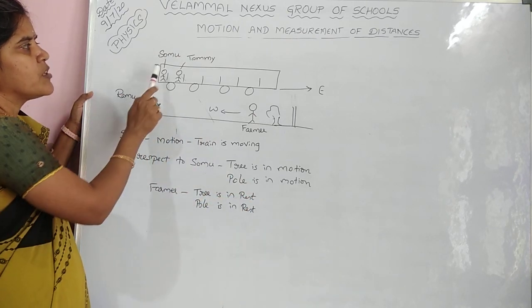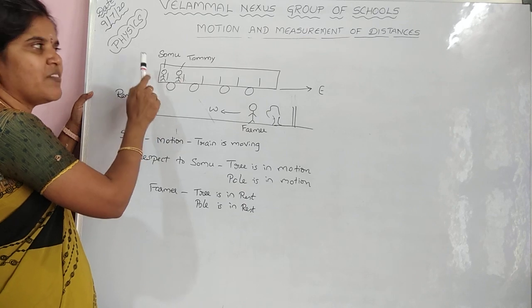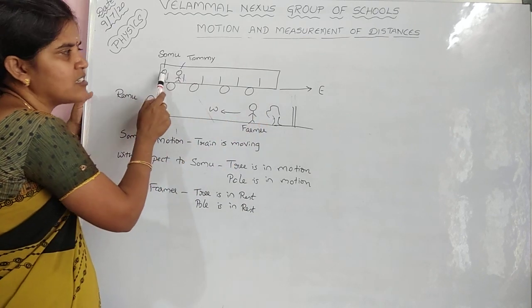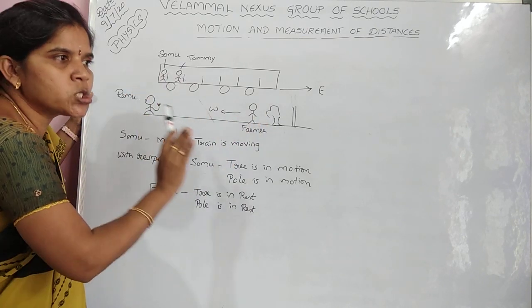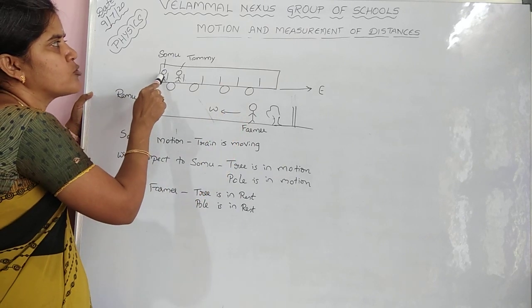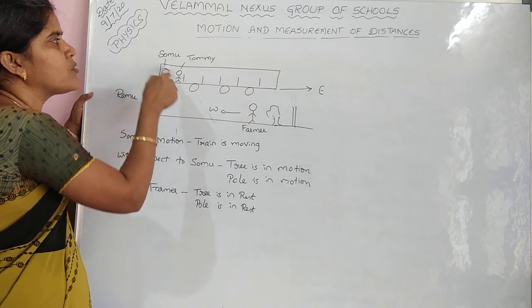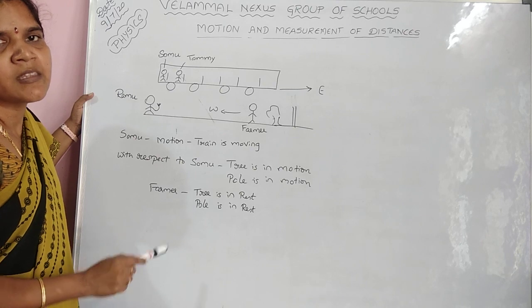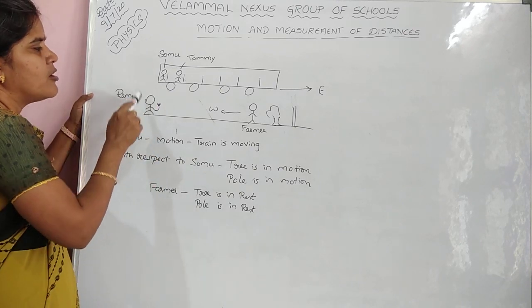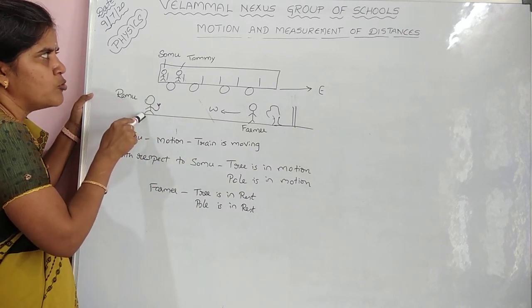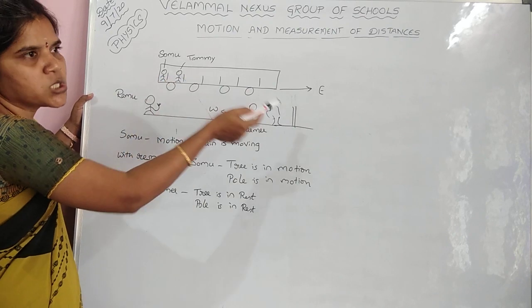Now come back. Somu is in rest with Tommy. Even though the train is moving, both are sitting beside each other. They are not changing their positions. With respect to Somu, Tommy is in rest. With respect to Tommy, Somu is in rest. But with respect to Ramu, both are in motion.